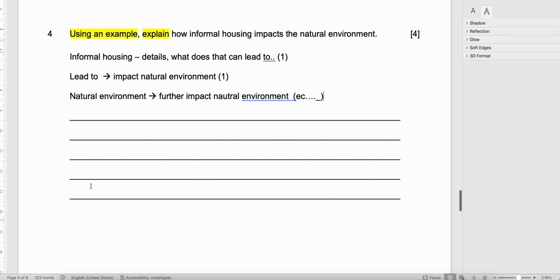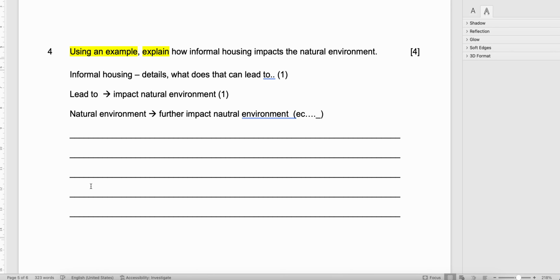Please make sure you plan your answer before you write and make sure you check back and answer the question before you write it out. All right, all the best.